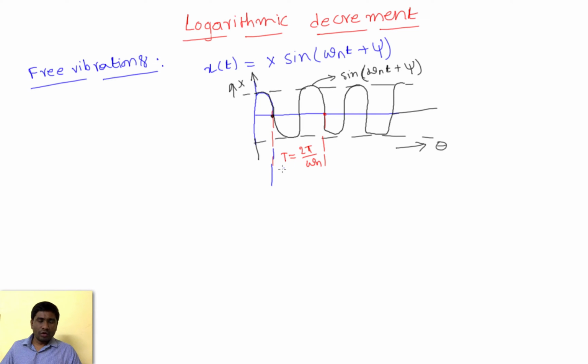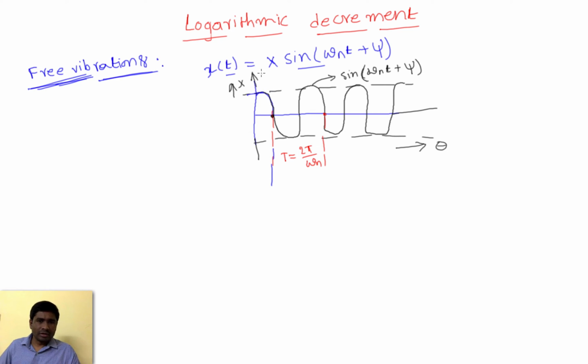Now we will see the logarithmic decrement of the amplitude in the damped vibration. So first of all, let's have a quick recap about the free vibration. In the free vibration, x of t equals this equation, and if you draw the graph, it looks like this.